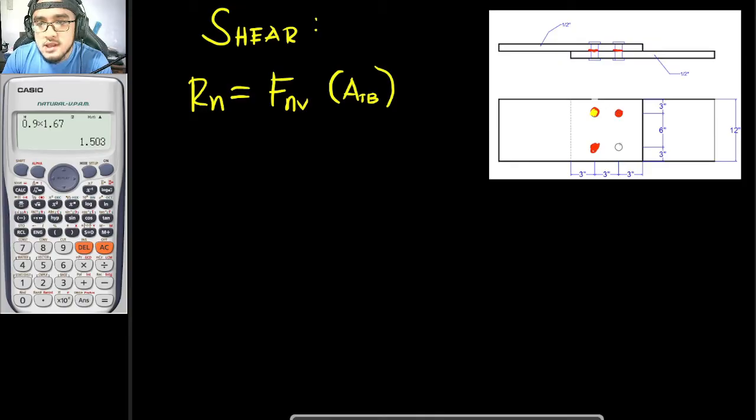Our 4 shear areas? Yes, sir. Okay, yes. So, ayan, we have our 4 shear areas.